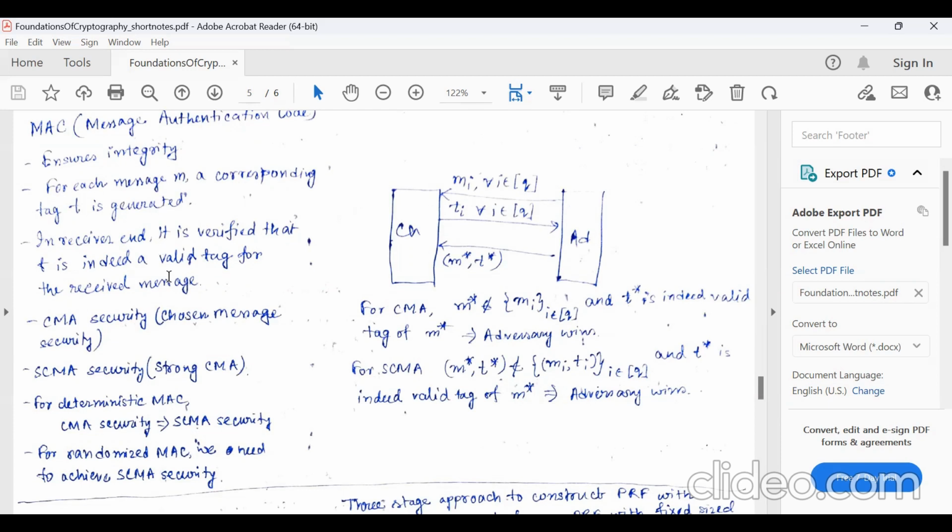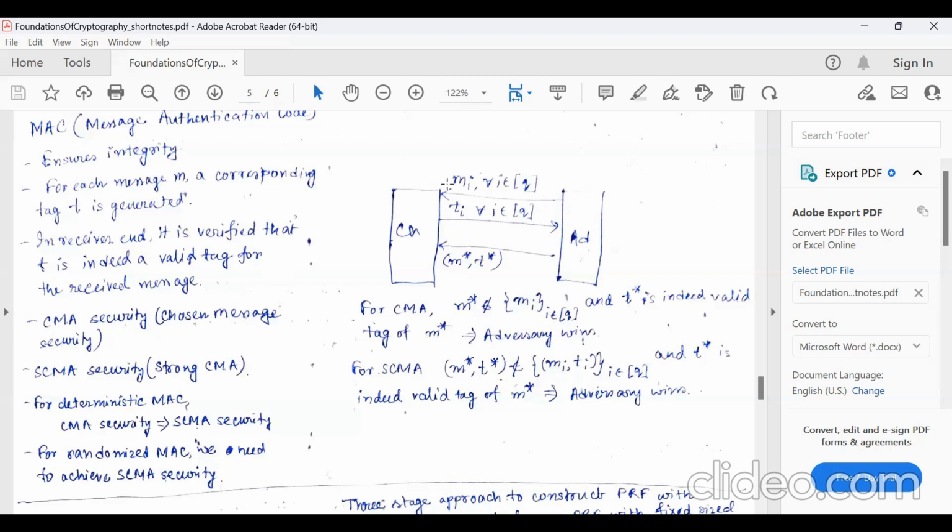And what is the concept of a secure MAC? So there are two kinds of security defined on MAC. One is chosen message security, CMA security, or strong chosen message security, or SCMA security. So just as encryption scheme, where we talked about deterministic encryption algorithm and randomized encryption algorithm, here also the tag generation algorithm can be either deterministic or randomized. In case of deterministic MAC, the CMA security itself implies SCMA security. Why is that? So before that, let me just recapitulate what is CMA security.